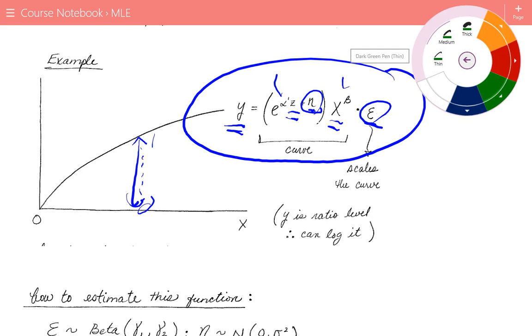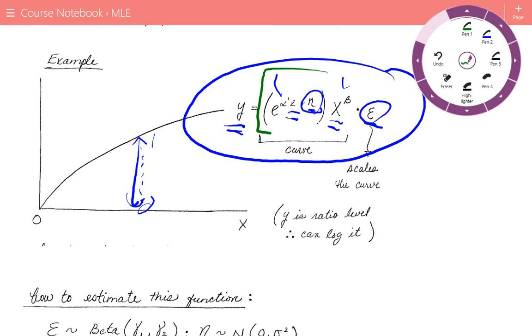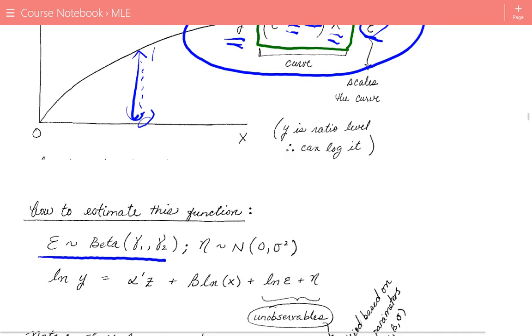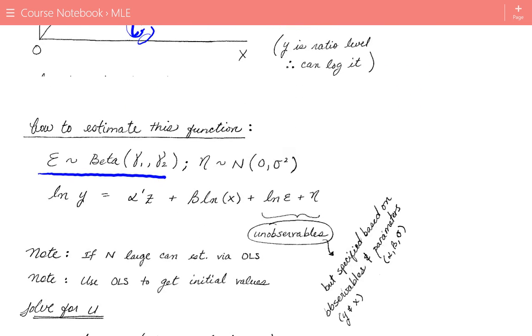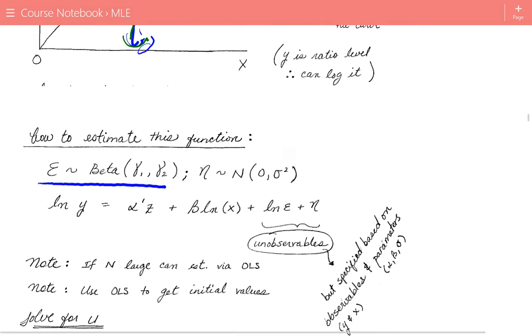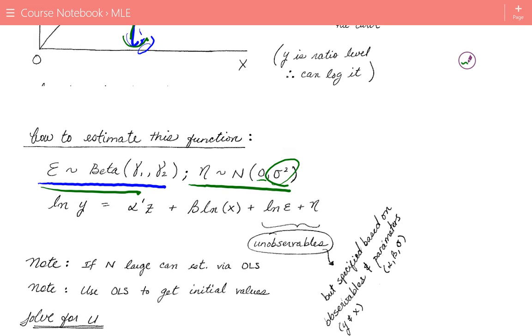Let's do a little switching around here. You do just this component of it, and that is this curve. It's representing here for a fixed eta. Since eta is not observed, it's going to cause that curve to be fuzzy. But the epsilon part is scaling it this way. So let's assume that epsilon is beta. Let's assume that eta is a normal distributed variable with a mean of 0 and a variance of sigma squared. Beta has gamma 1, gamma 2 as its parameters.